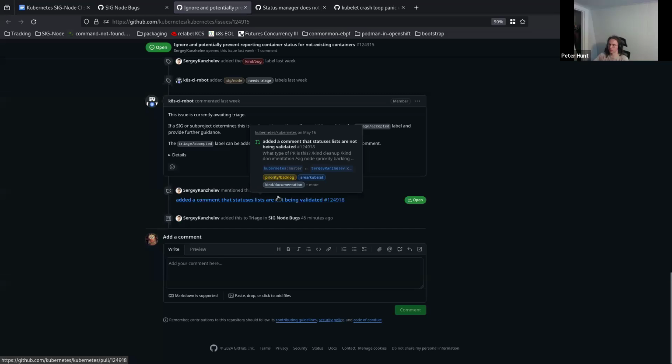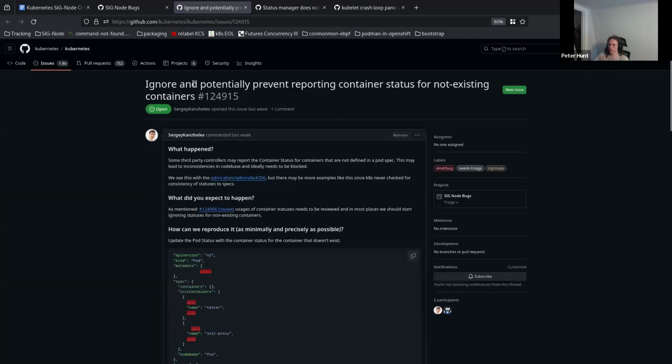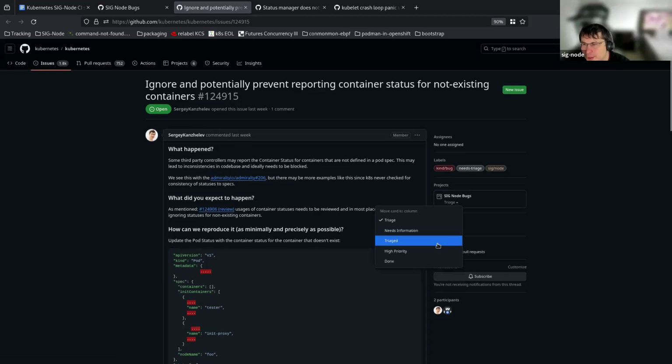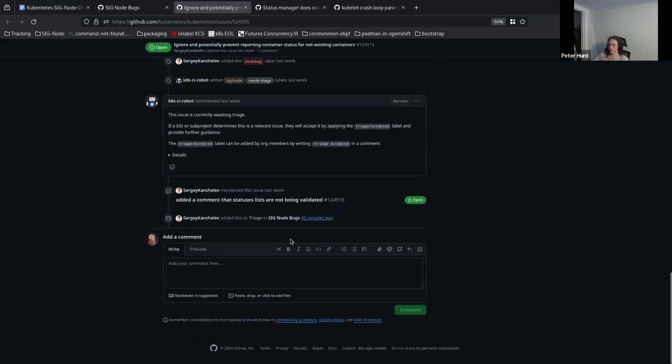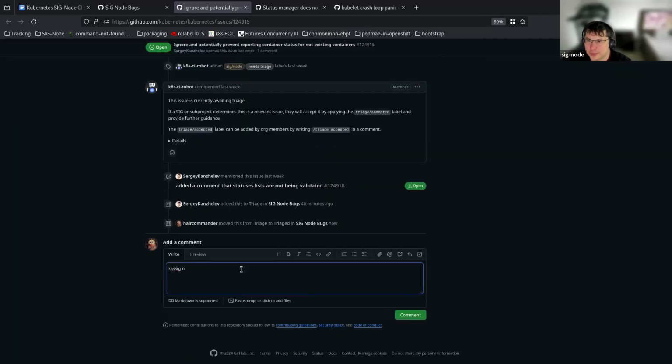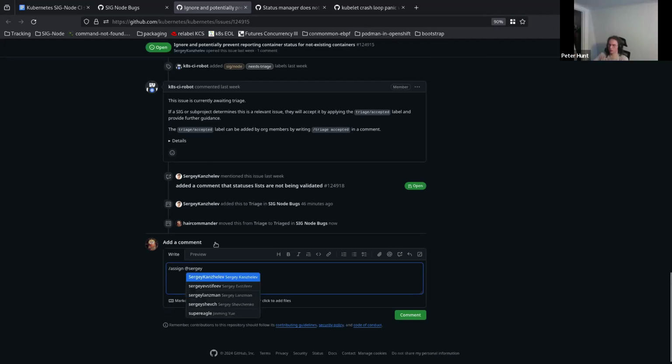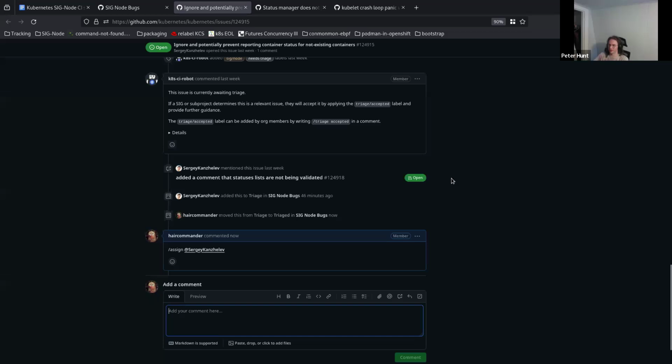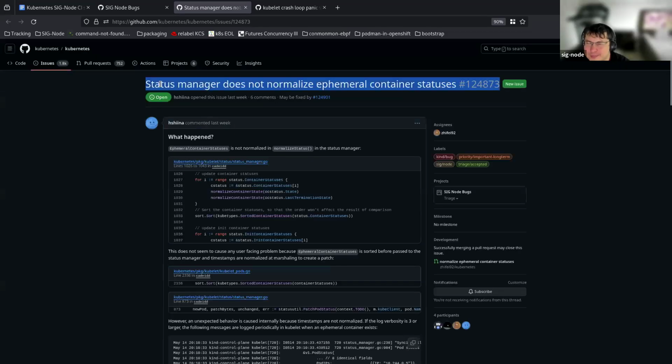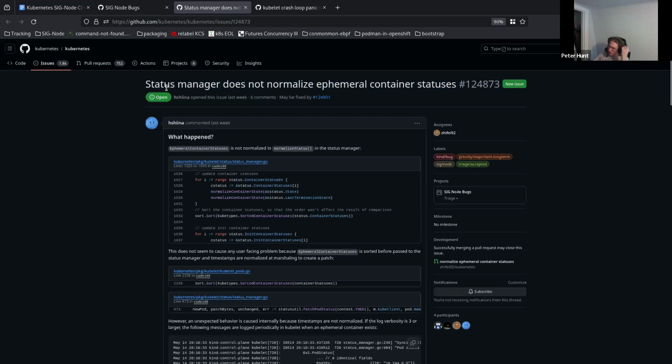Another similar one, also based on sidecar, or is this different? Yeah, this is what I mentioned. And I have a PR for that, so you can assign it to me. It's mostly a documentation update. Status manager does not normalize ephemeral container statuses.